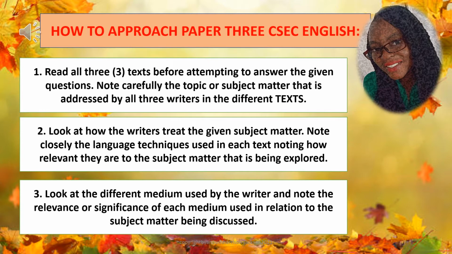2. Look at how the writer treats the given subject matter. Note closely the language techniques used in each text, noting how relevant they are to the subject matter that is being explored. 3. Look at the different medium used by the writer and note the relevance or significance of each medium used in relation to the subject matter being discussed.